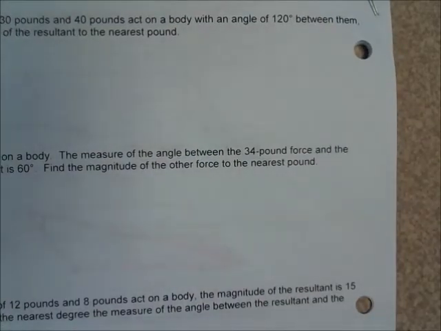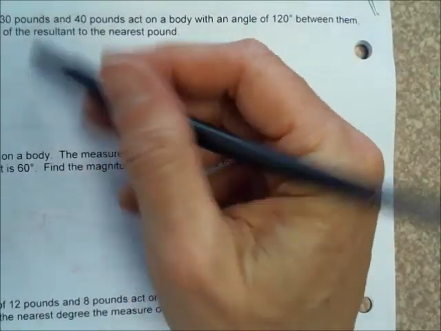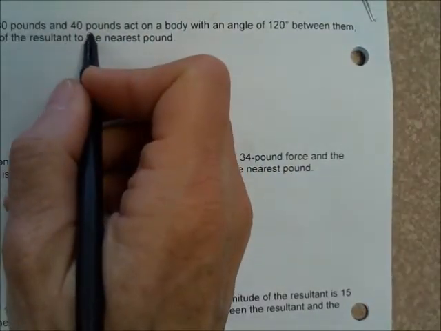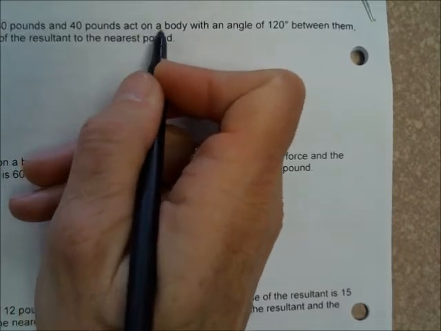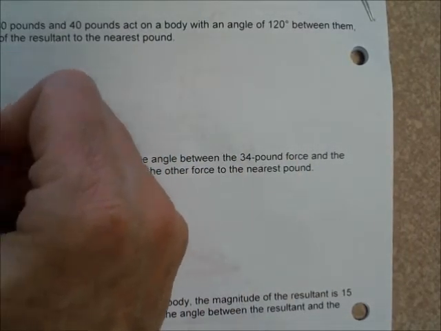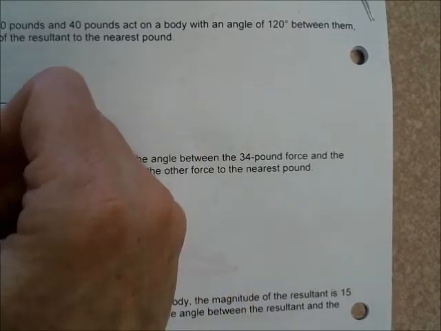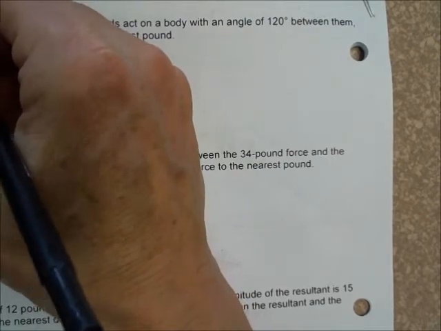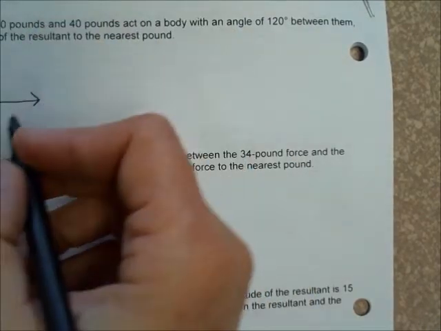So they all give us different information depending on what the problem looks like. So now we have, if two forces of 30 pounds and 40 pounds act on a body. So my first job is to set up my larger force as a horizontal line, and that's 40. My smaller force comes up at 30 pounds.